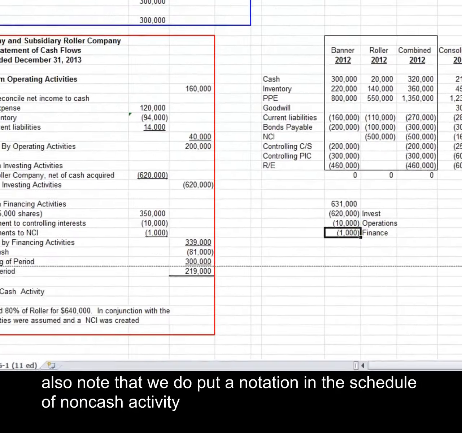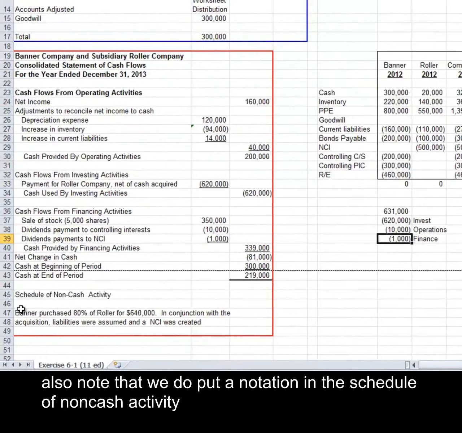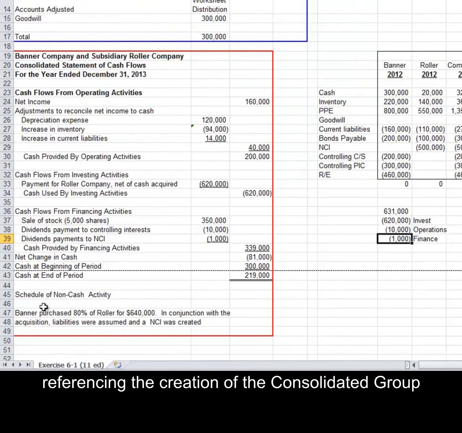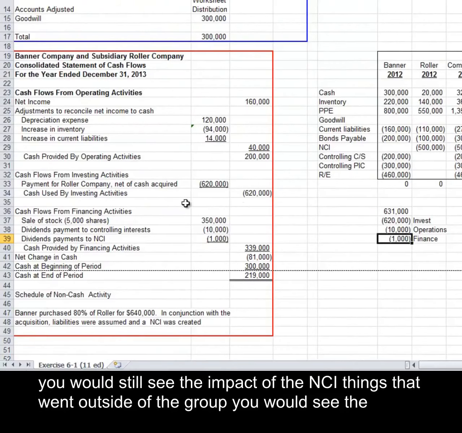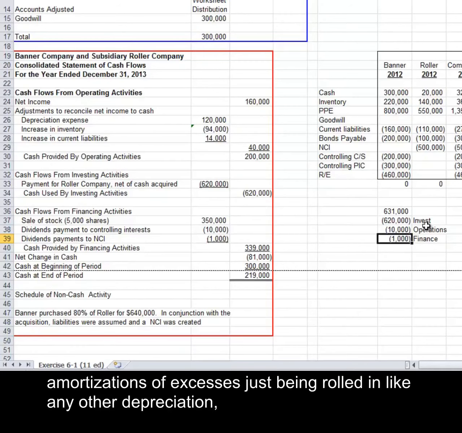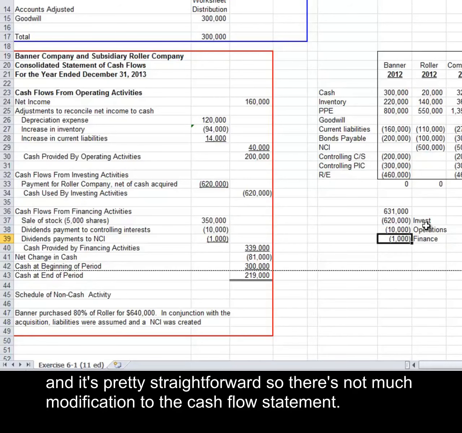You'll also note then that we do put a notation in the schedule of non-cash activity referencing the creation of the consolidated group in the year of acquisition. In subsequent years you wouldn't have that item. You would still see the impact of the NCI, things that went outside of the group. You would see the amortizations of excesses just being rolled in like any other depreciation, and it's pretty straightforward. So there's not much modification to the cash flow statement.